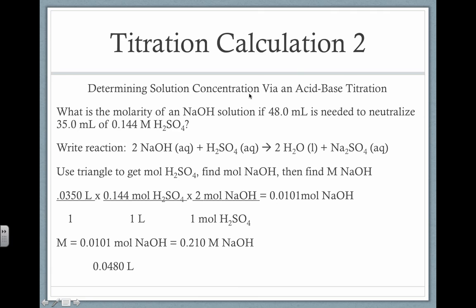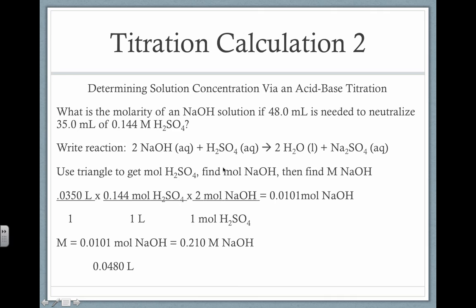We can also do solution concentrations. So let's say I have 48 milliliters of an NaOH solution, and I neutralized 35 milliliters of 0.144 molar sulfuric acid. Here's one where we have to write out the reaction. And we see that there's a 2-to-1 ratio between NaOH and H2SO4. If we multiply the volume times the molarity of H2SO4, that'll give us moles of H2SO4. And once we have moles of H2SO4, we know that for every mole of this, I should have 2 times the amount of NaOH.